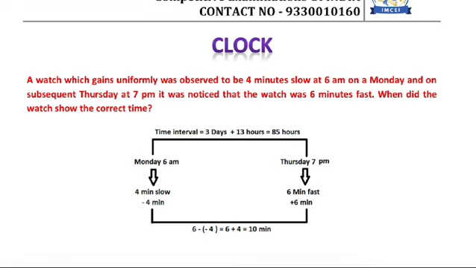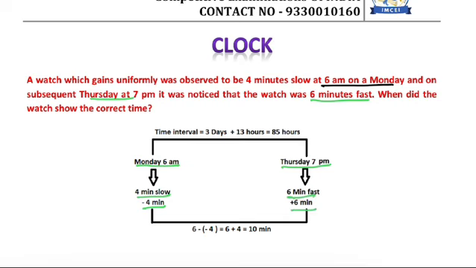Next question is, a watch which gains uniformly was observed to be 4 minutes slow at 6 a.m. on Monday. So 6 a.m. on Monday, watch was 4 minutes slow, so I am putting minus 4 minutes sign. On subsequent Thursday at 7 p.m. it was noticed that it was 6 minutes fast. So I am putting here the sign plus 6 minutes.